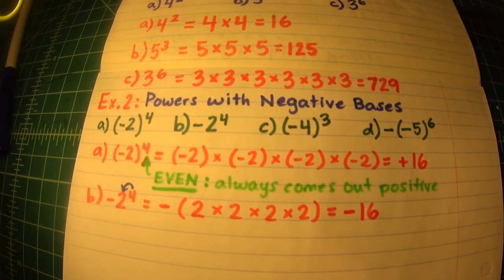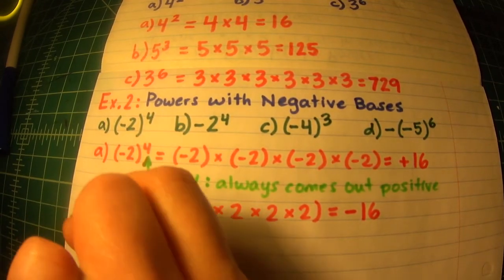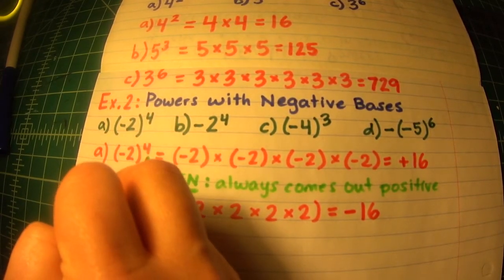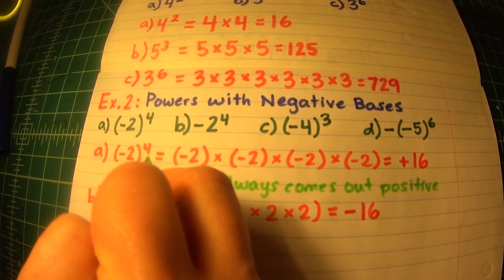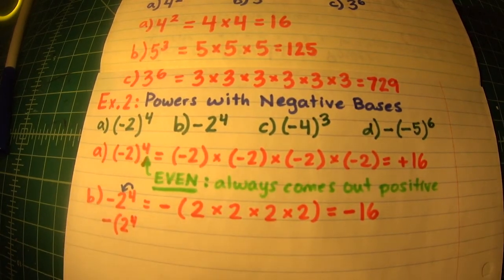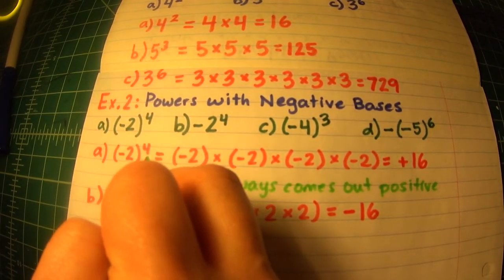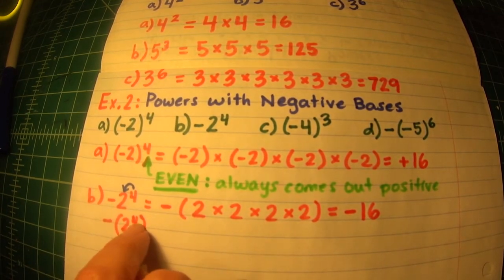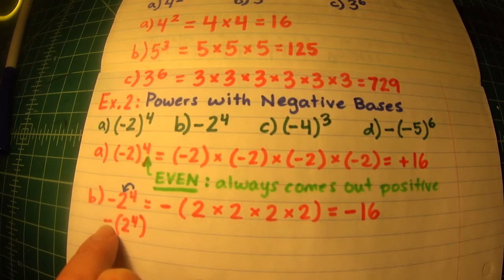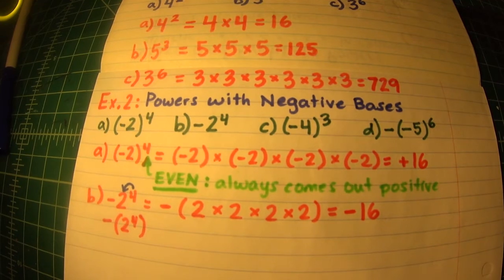Okay, another way that this could be written is actually with the negative outside of a bracket, 2 raised to the exponent 4 contained inside. So showing that that 4 only applies to the base, which in this case is 2. The negative is just sitting on the outside. So that's the same thing right there.